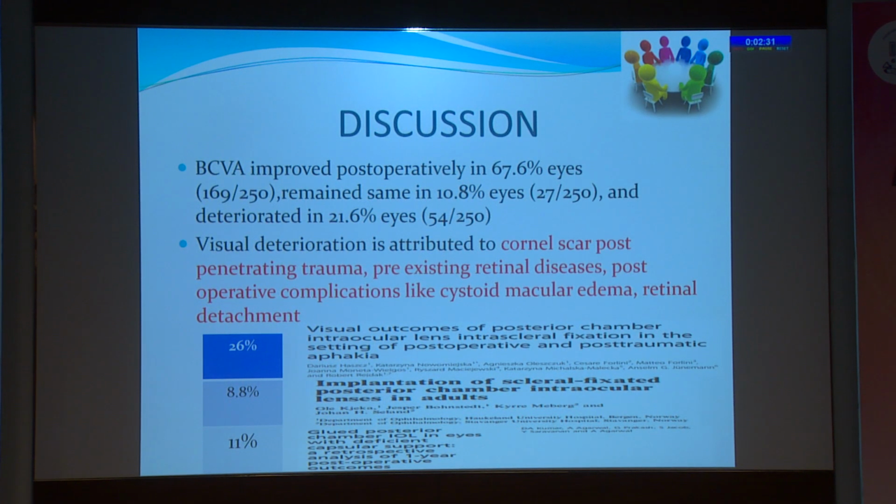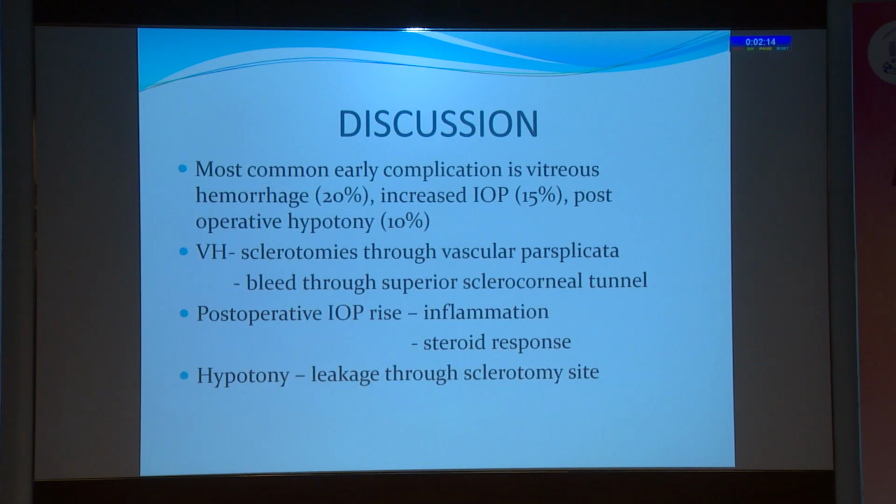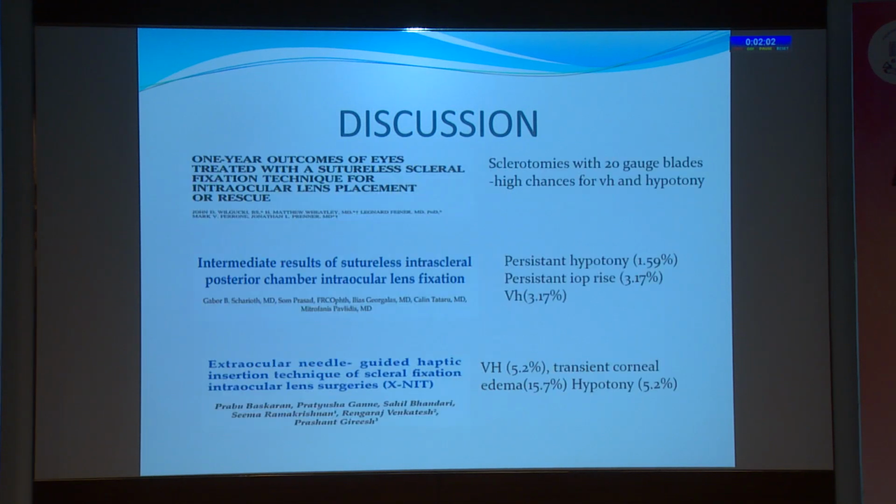This could be due to the corneal scar post-penetrating trauma, pre-existing retinal diseases, and post-operative complications like cystoid macular edema and retinal detachment. Other studies also showed a similar kind of deterioration, but they attributed the cause to the trauma for which SFIL was done. Vitreous hemorrhage could be due to sclerotomies through the vascular pars plicata and the bleed through the superior sclerocorneal tunnel. Post-operative IOP rise was due to inflammation and steroid response. Hypotony must be due to leakage through the sclerotomy site.